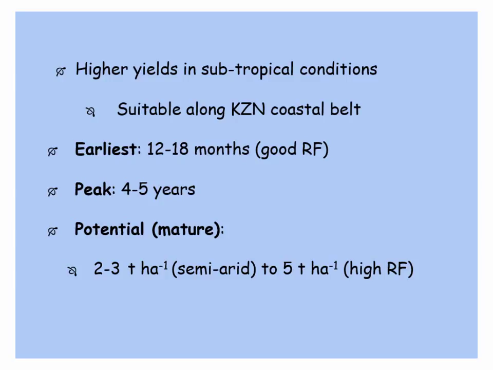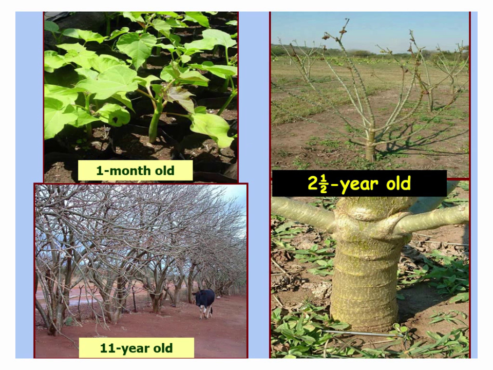High yields were expected, along with high prices, because of some earlier work, though it wasn't extensive research. The rainfall is good right now, but yield peaks around 4 to 5 years from now. I want you to remember that number, 2 to 3 tons per hectare at high rainfall. So this is what it looks like when very young.